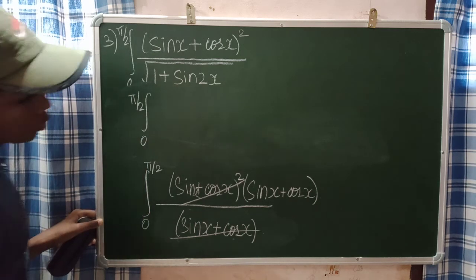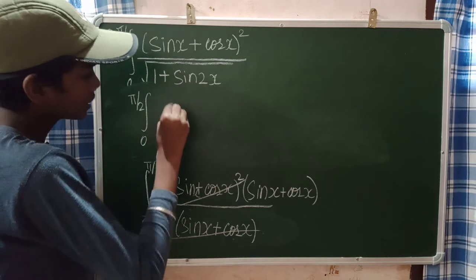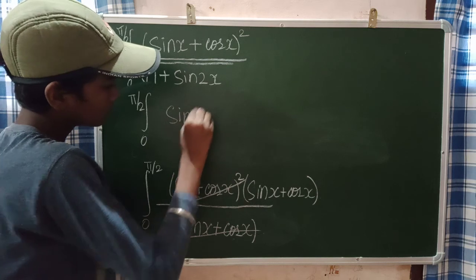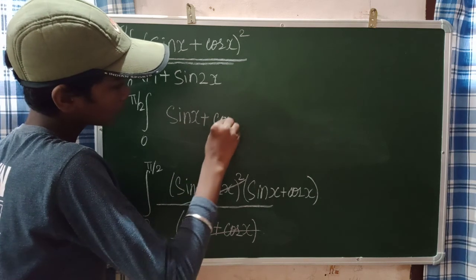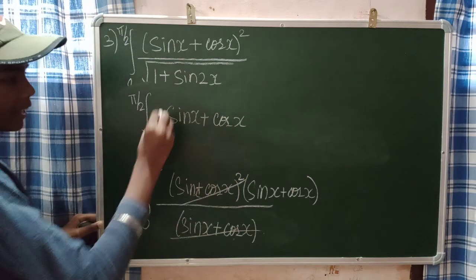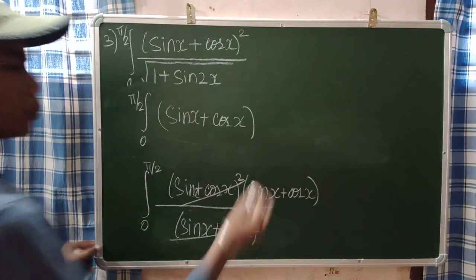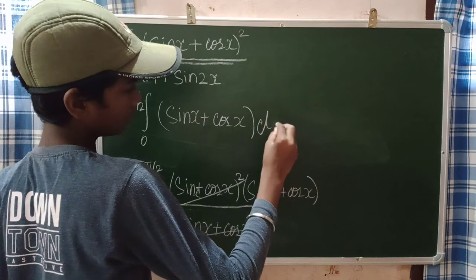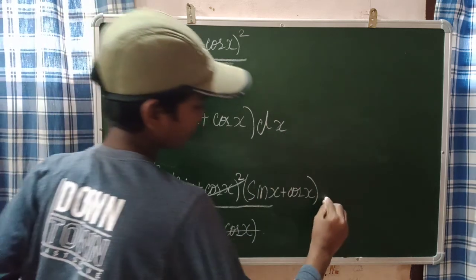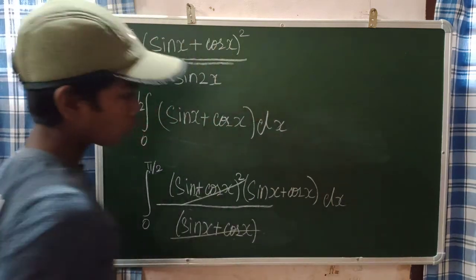So (sin x plus cos x) whole square divided by (sin x plus cos x). One (sin x plus cos x) will get cancelled in the numerator and denominator. This is what I will be left with. Now split this integral, guys. Here there should be dx, right? Here also there should be a dx. I forgot to put the dx.